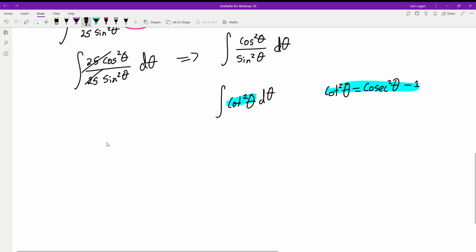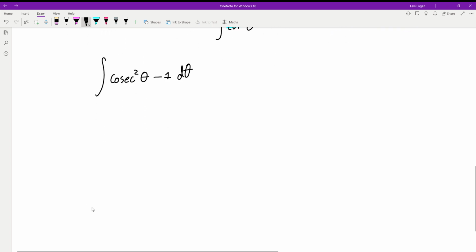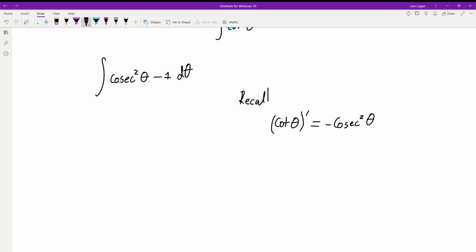So if I replace that there, I'll have the integral of cosec squared theta minus 1 d theta. Now, we have to recall, if you differentiate cot theta, you're going to get negative cosec squared theta. So an integral is undoing a derivative pretty much.